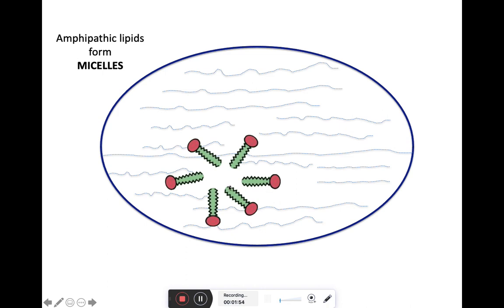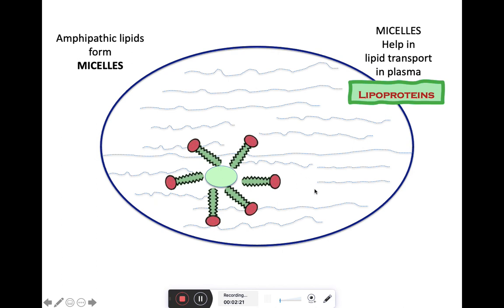So micelles have a non-polar core and a polar surface. So they can even carry a non-polar molecule within their core. The important role played by the micelles is in lipid transport in plasma. Plasma is basically a water-based, aqueous medium, and lipids are basically non-polar. So how are they carried in plasma? They are carried in this form, the lipoproteins.